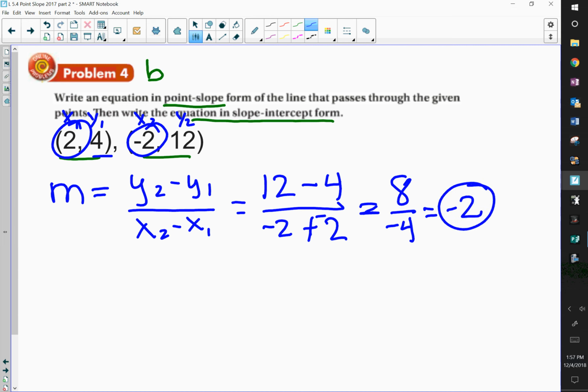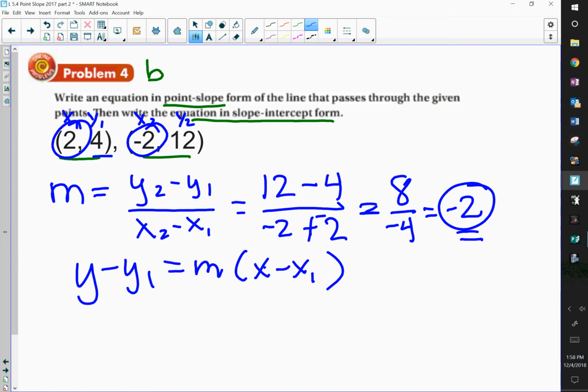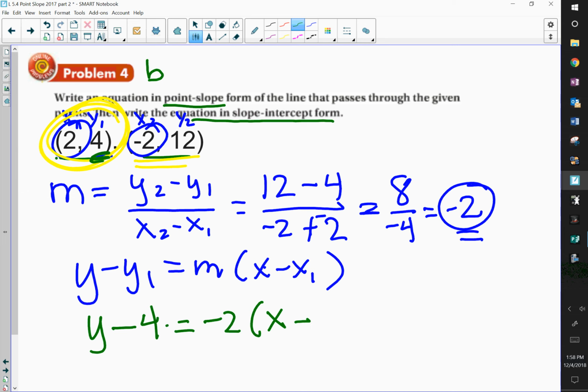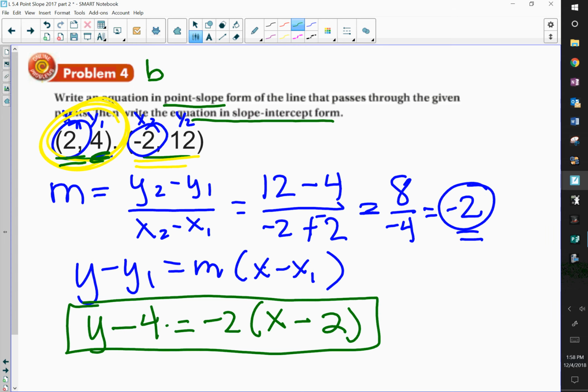There's my slope. To write an equation in point-slope form, that's this one, I have to know the slope, and I have to know the coordinates of a point. I have 2 to choose from. I can pick either one. I'm going to pick this one. Again, I'm just going to pick the one that looks easier to me. If you like the other one, that's also correct. So y minus the y coordinate in this point, it's 4, equals m, that's negative 2, times x minus the x coordinate, in this case it's 2. That's the equation of the line that passes through those 2 points, written in point-slope form.